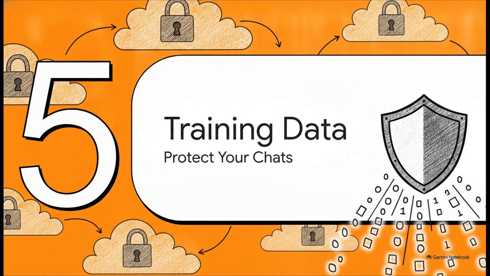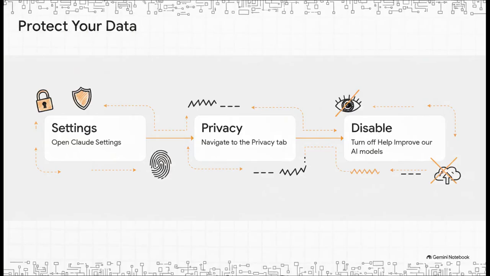Finally, Section 5, protecting your training data. Given how much intimate access Cowork has to your daily workflow and files, you probably want to keep that data private, right? Well, it just takes 3 quick clicks. Open your Claude settings, navigate over to the Privacy tab, and definitively turn off the toggle that says, Help improve our AI models. Doing this ensures your future coding sessions, your private conversations, the whole shebang won't be swept up into Anthropic's future training runs.